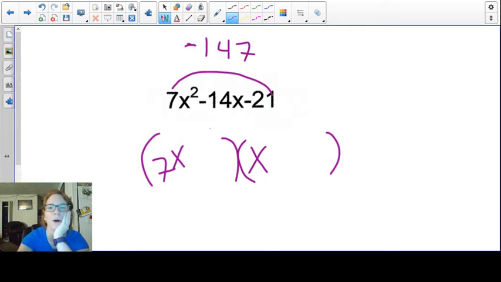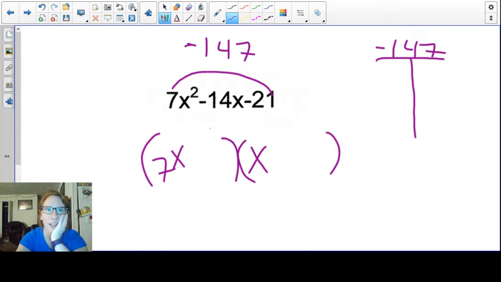Okay, this is the hard part. What goes into negative 147 and adds to 14? That's a long list. What about 7 and negative 21? So that gives me 14. Some of these problems have the answer already in the first step. So when you go and multiply it out, always check those to see if that could be an option.